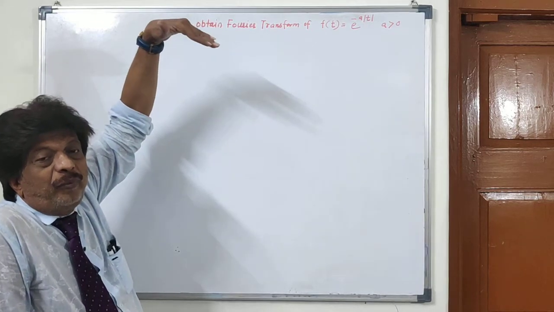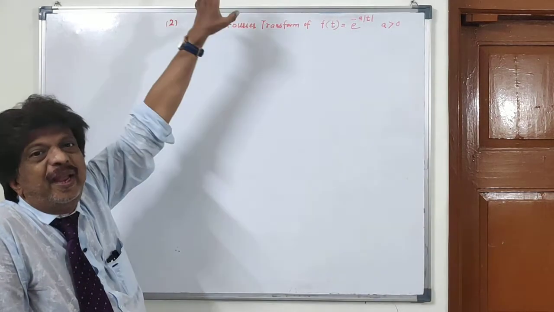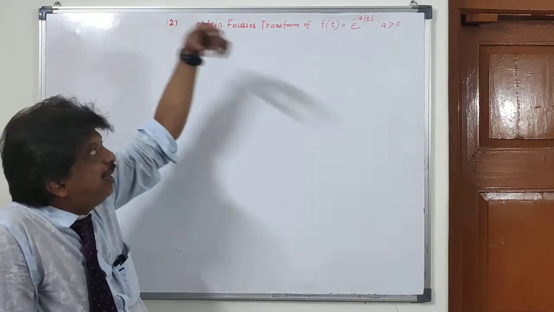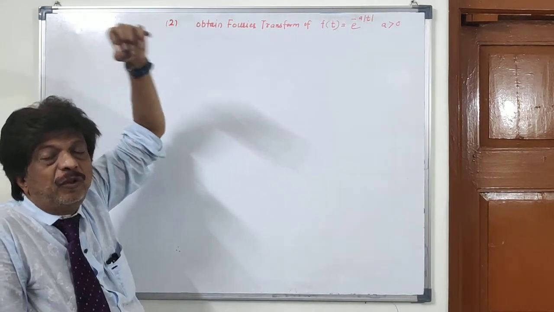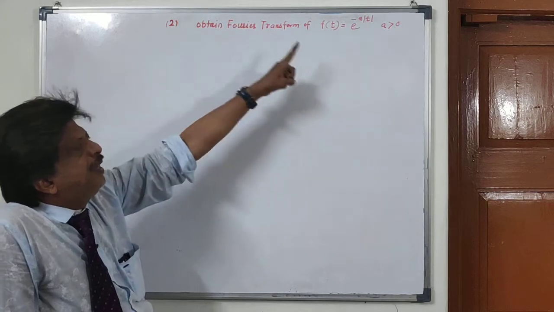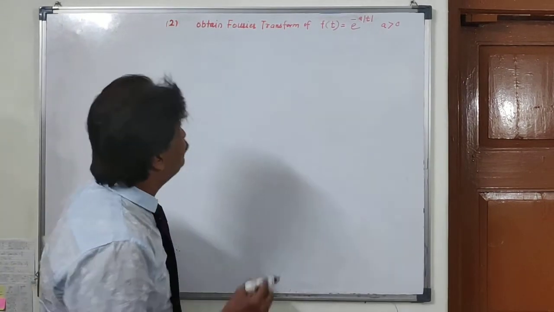The Fourier transform formula is a definite integral, so these variables are dummy. It may be given in terms of x, it may be given in terms of t, it may be given in terms of u, whatever variable, so don't confuse this. What is the definition of the Fourier transform of this function?